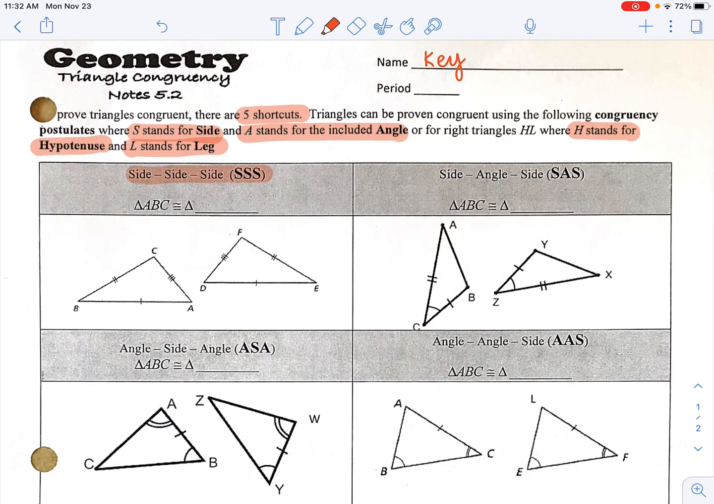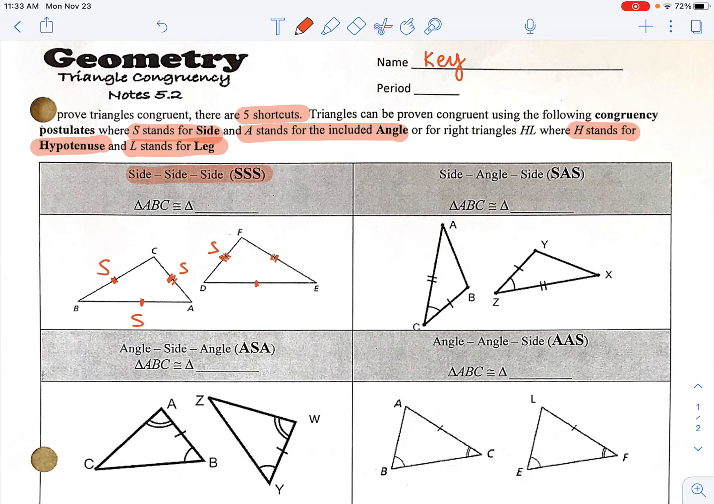So the first triangle congruent shortcut is side, side, side, or SSS. So here's an example of what side, side, side would look like. If you look at this one, the 2 triangles are congruent because they have all 3 sides marked with congruent statements. So I've got AB is congruent to DE, BC is congruent to FE, and CA is congruent to DF. So we have those congruent statements there.